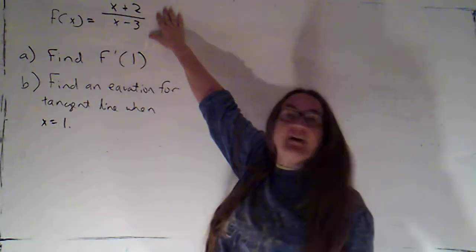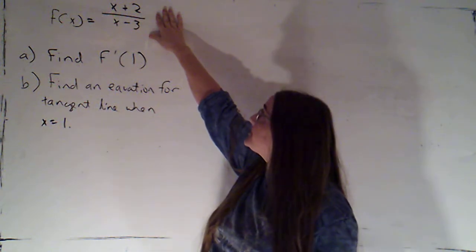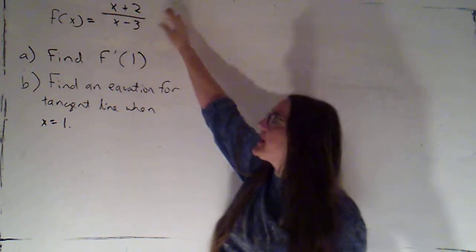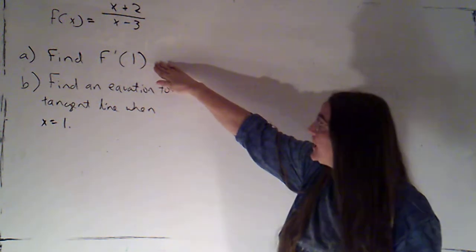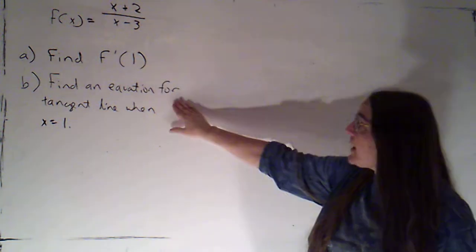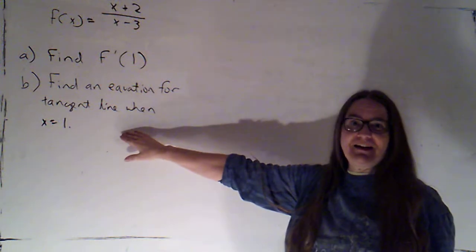We've got another problem up here on the board. This time f of x is this rational function, x plus 3 over x minus 3. And we're going to be finding the derivative, or the slope of the tangent line at 1. And then we're going to find an equation for that tangent line.